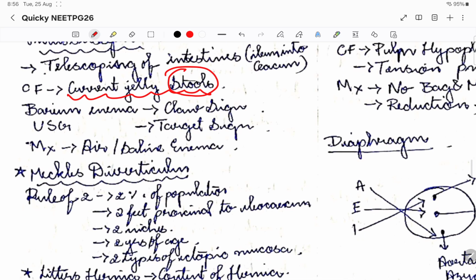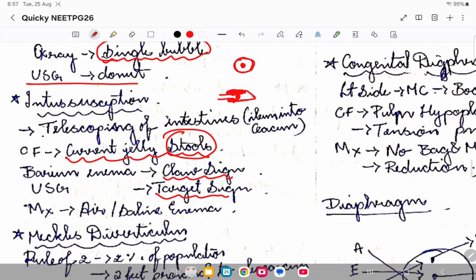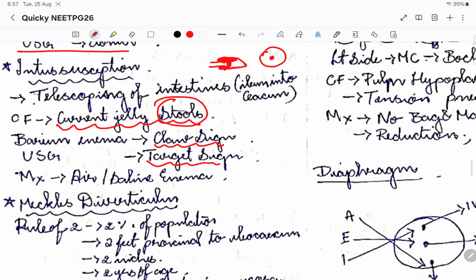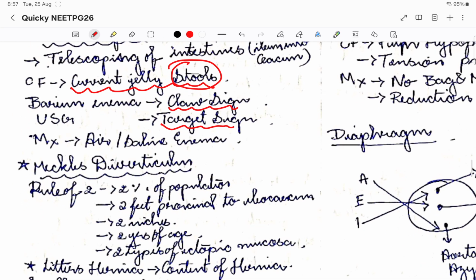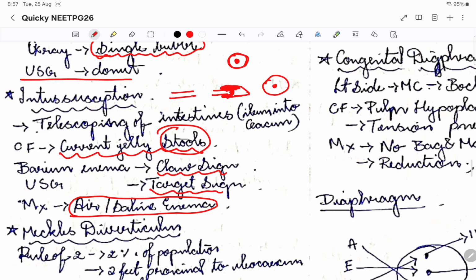Then coming to barium enema, it is going to look like a claw. Basically it is looking like the claw of an eagle. The claw sign will be there. This is how the X-ray with barium enema would look like, and on USG it will be the target sign. It is like a target. Just like the donut sign, it will be a target sign that we see on intussusception USG. Then coming to management, we are going to do air or saline enema, to make this telescope go back to its position and make it straight.